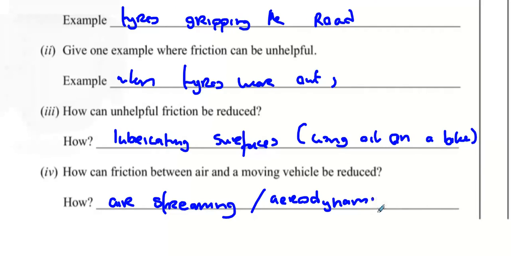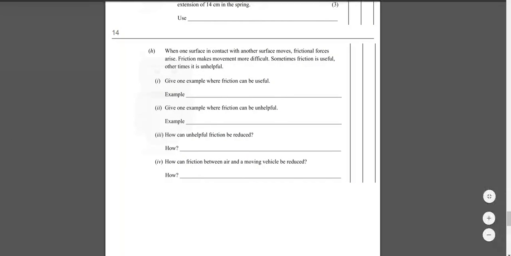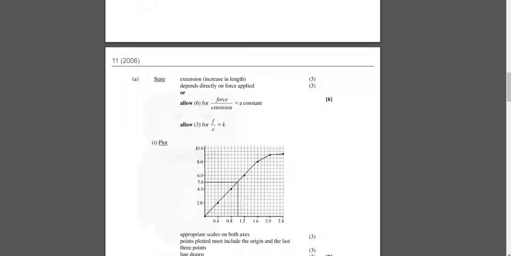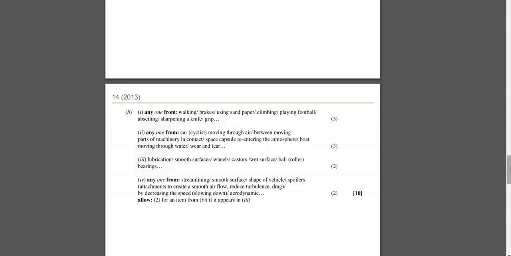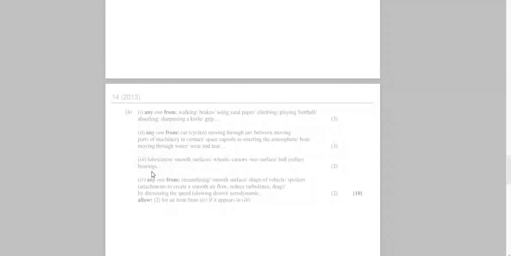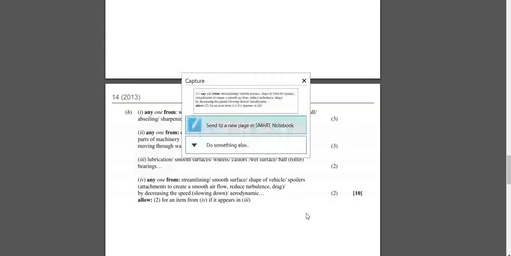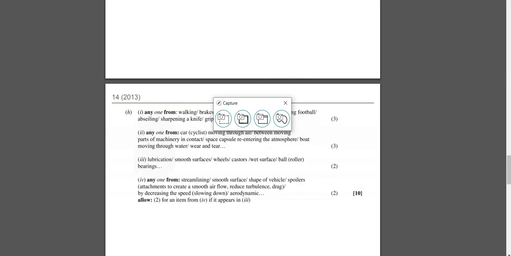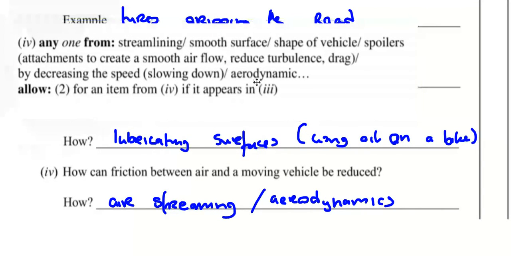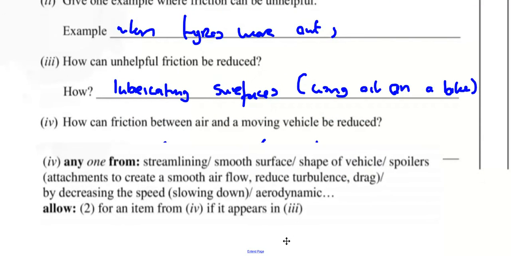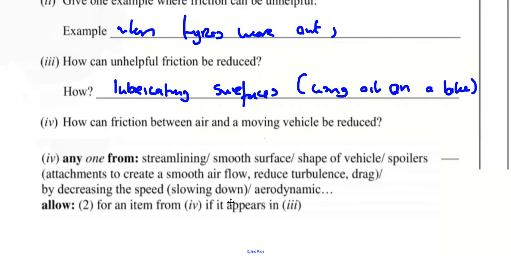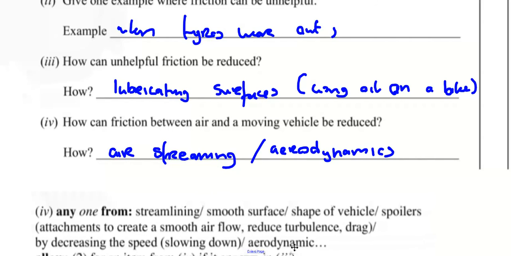It'd be interesting to see what the marking scheme said about that one. Let's find out. I think we're all the way at the end now. I think we did a good few of these. Smooth surface, shape of vehicle. So here's the answer they gave for that. How can it be reduced? So we'll have a look here. Streamlining, smooth surfaces, shape of vehicle, spoilers, attachments create smooth airflow, anything aerodynamics. Yep, you name it, it's there.